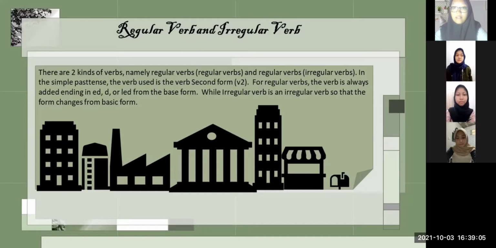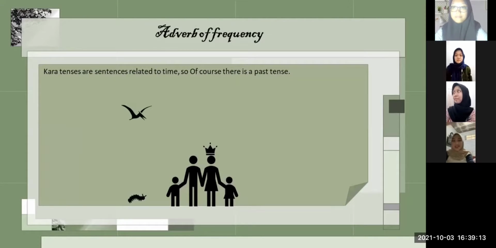That's all the explanation from me. Then Jafna will explain. Thank you. I am Jafna. I will explain expressions of time, because tenses are sentences related to time. Keep in mind that the time expressions used are those of the past, among others: the day before yesterday, last night, last week, last month, and a few days ago.